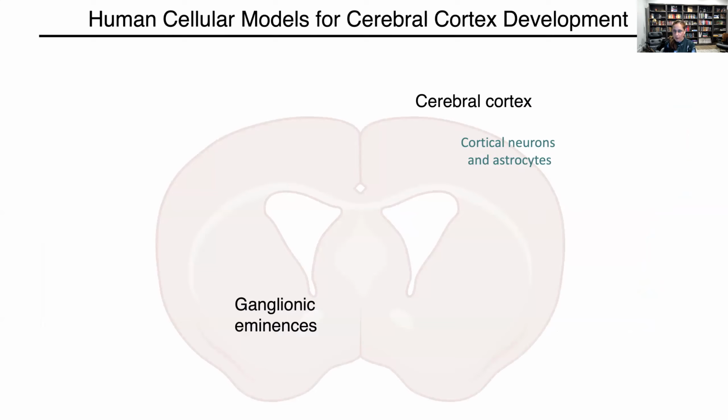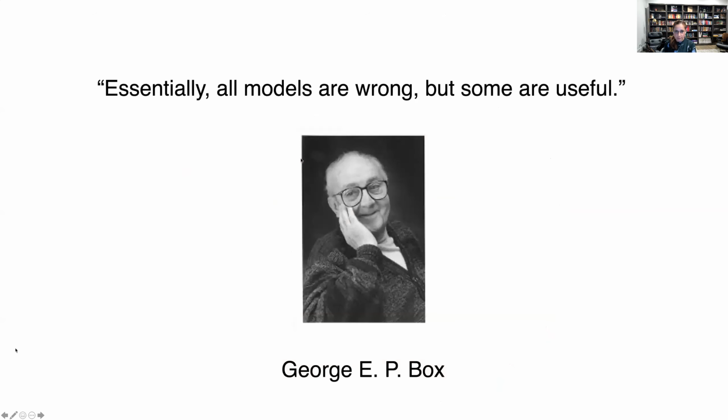cerebral cortex development, particularly focused on the development of the cerebral cortex and the excitatory neurons and astrocytes in this region, but also on the development of inhibitory neurons, which migrate from the ganglionic eminences, which later on become basal ganglia, and then migrate in the second part of pregnancy to integrate with these excitatory cells here and to help the cortex function.